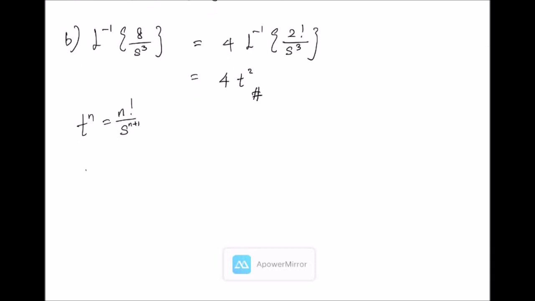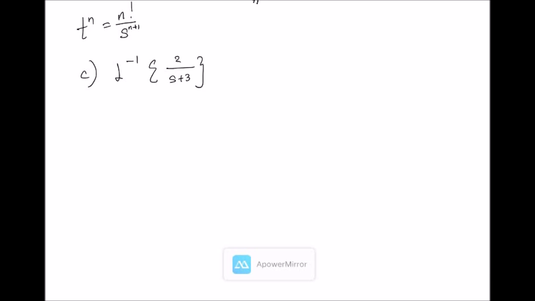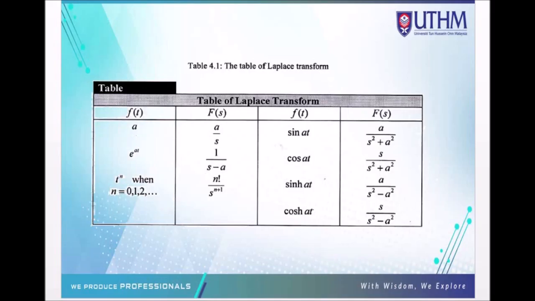Okay, and then question number C, inverse Laplace transform of 2 over s minus 3. So for this question, we take out the 2 as it is a constant. So s minus 3. So this is what? This is referred to the shifting. So it's an exponential of 3t. If you refer to the table, you can notice that e to the power of at is equal to 1 over s minus a.